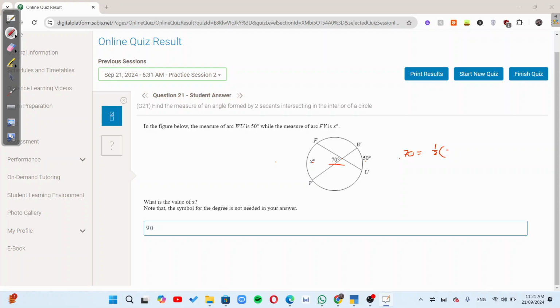Okay, so 50 plus x. So now you do 70 times 2, which is 140, equals 50 plus x. So you can know that x is easily 90. So that's it for this question. Now a few more questions left and we're done.